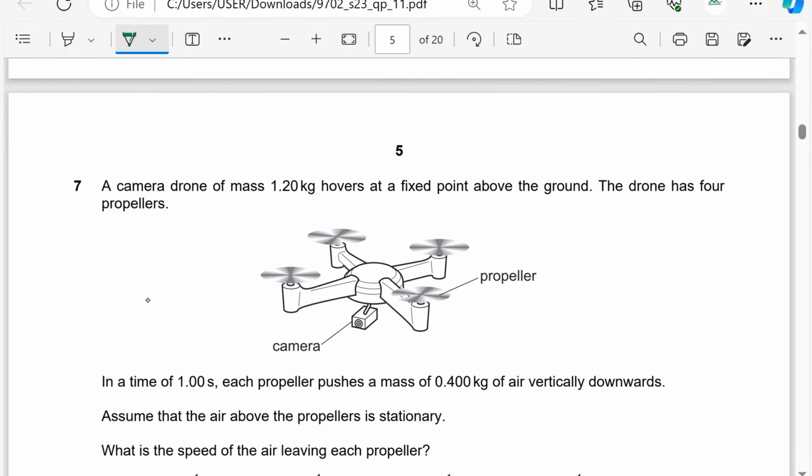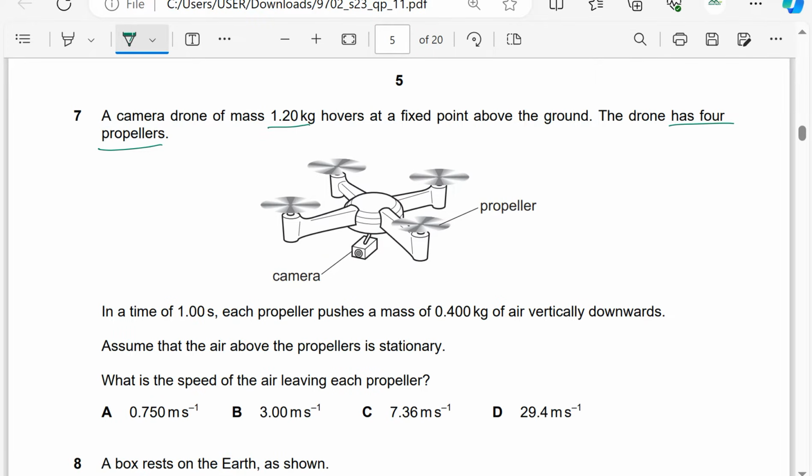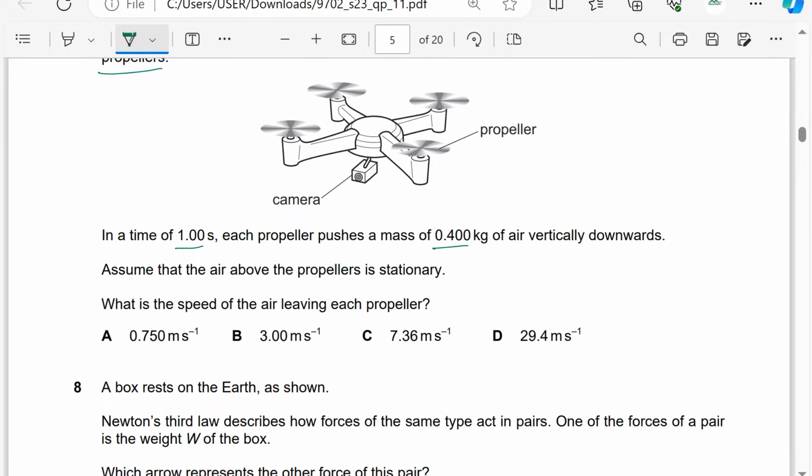A camera drone of mass 1.2 kilograms hovers at a fixed point above the ground. The drone has 4 propellers. In a time of 1 second, each propeller pushes a mass of 0.4 kilograms of air vertically downwards. Assume that air above the propeller is stationary. What is the speed of the air leaving each propeller?